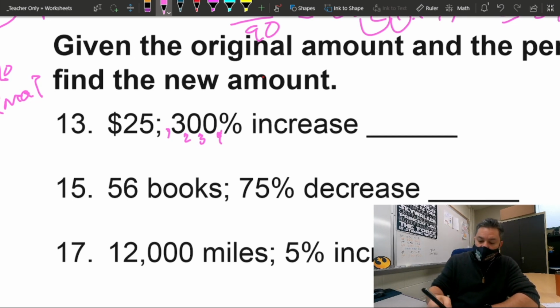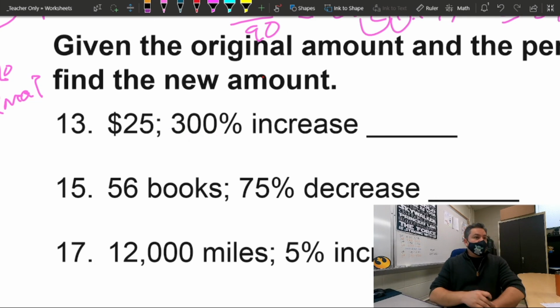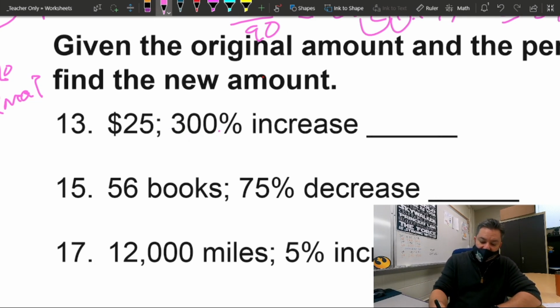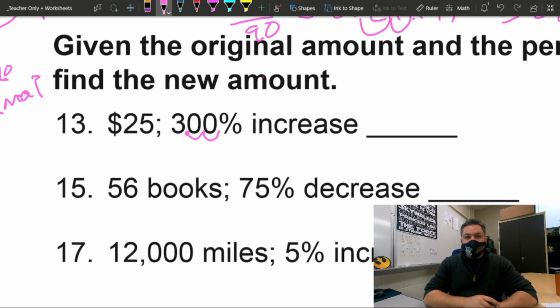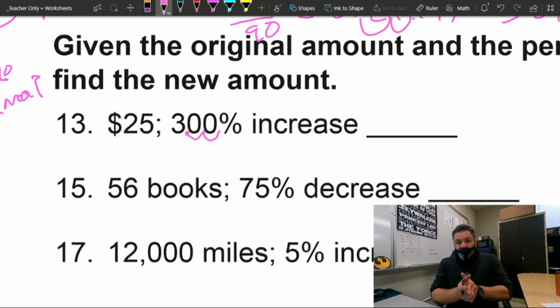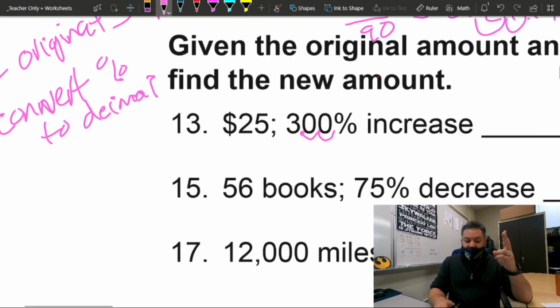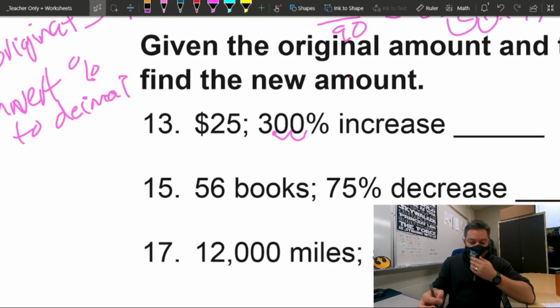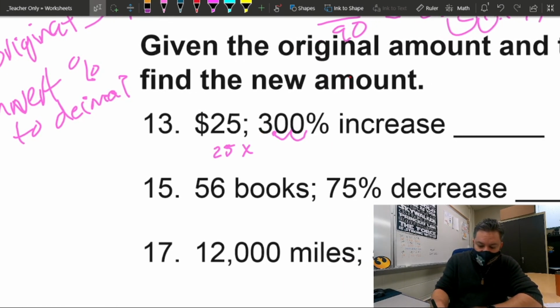At 4. So, if you want to convert a percent to a decimal, even if it's a whole number, you're going to take it from here and move it to the left 2 times. 1, 2, boom. Now that became 3. Okay? So now, even though it was a whole number, it's in decimal form. The second step, you're going to multiply by the original. So 25 times 3, which gives you 75.